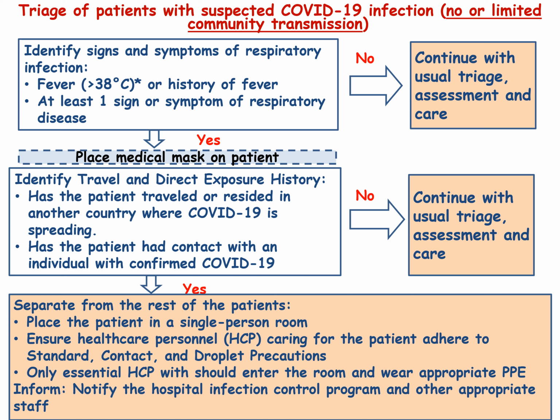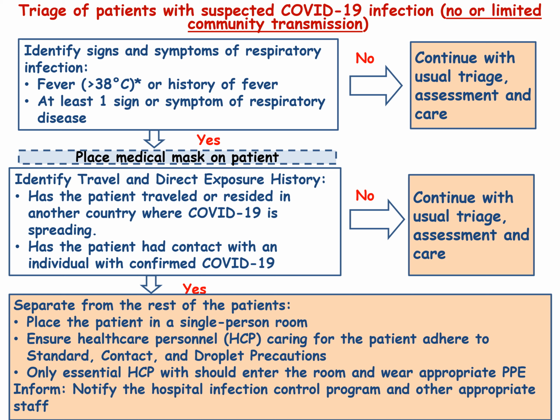This is the triage of patients with suspected COVID-19 infection, no or limited community transmission. First, identify signs and symptoms of respiratory infection. If fever more than 38 degrees centigrade or history of fever and at least one sign or symptom of respiratory disease. If no, then continue with usual triage assessment and care. If yes, place medical mask on patient.